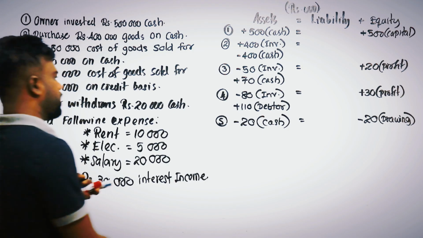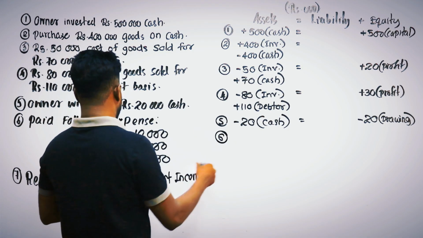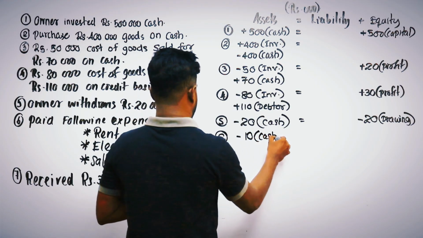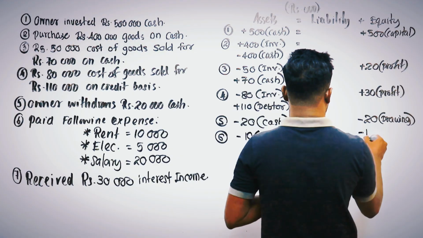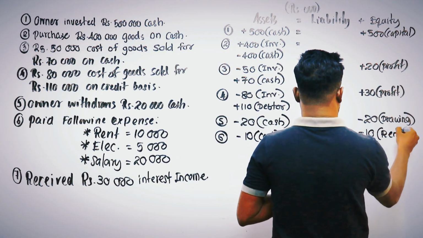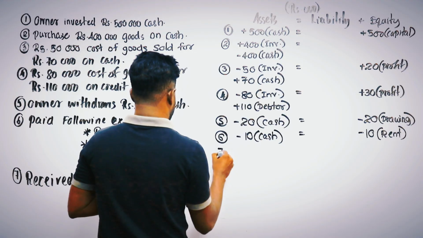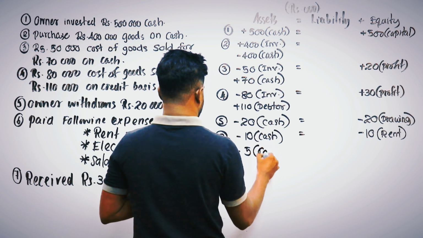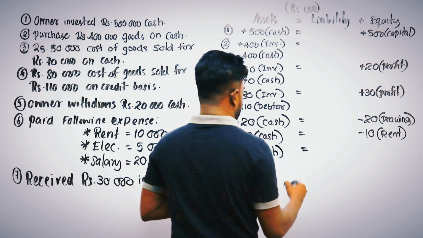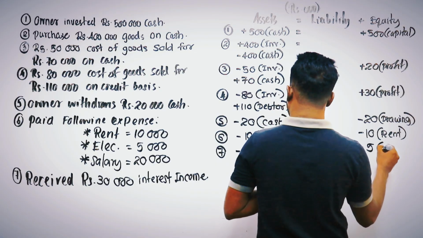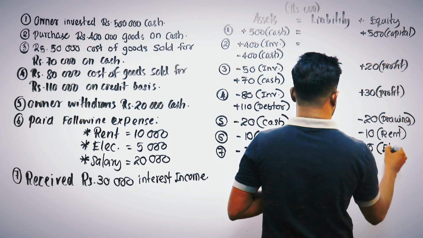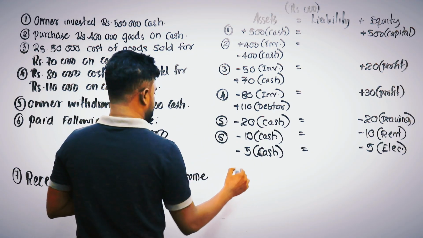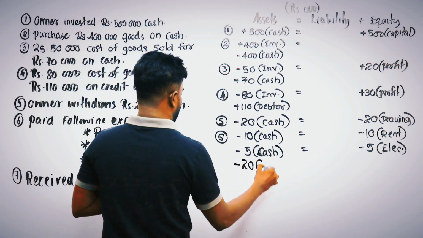There are paid expenses for number 6. Definitely cash decrease 10,000, expenses, equity decrease 10. Number 7: cash decrease 5,000, equity decrease 5,000 as electricity, right. Salary 20,000, cash asset.